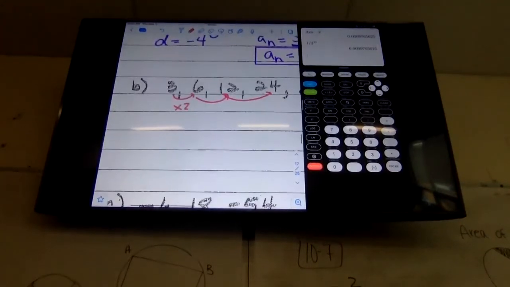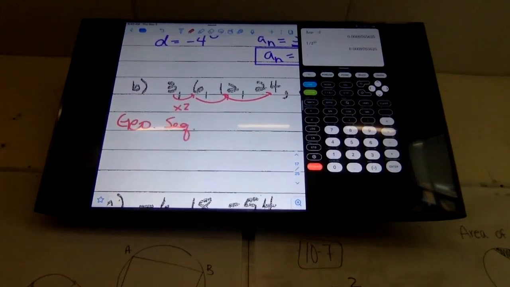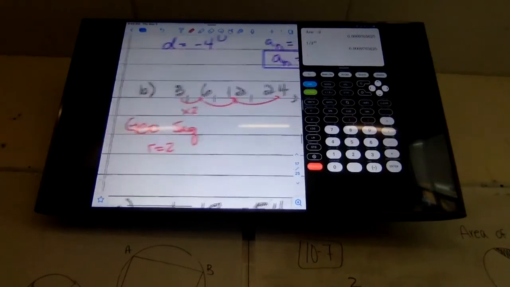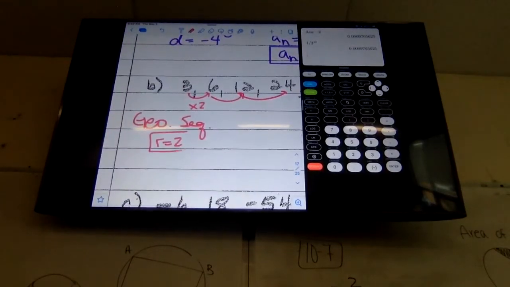Now, which sequence is this? Not arithmetic, it's geometric. Geometric sequence. So what does that make 2? Why is 2 important? It's my r, my ratio. Both things are correct.